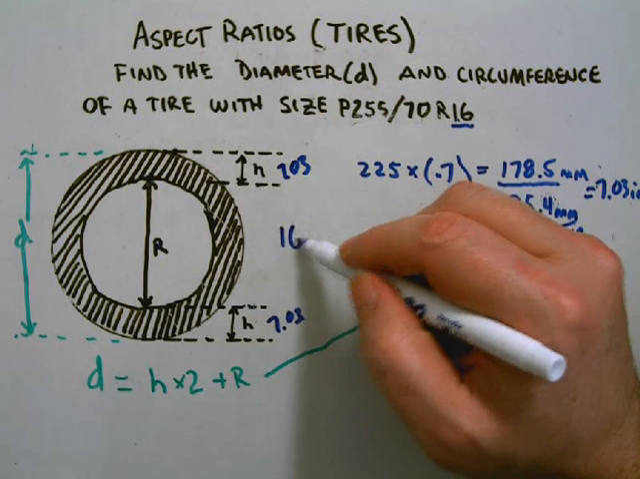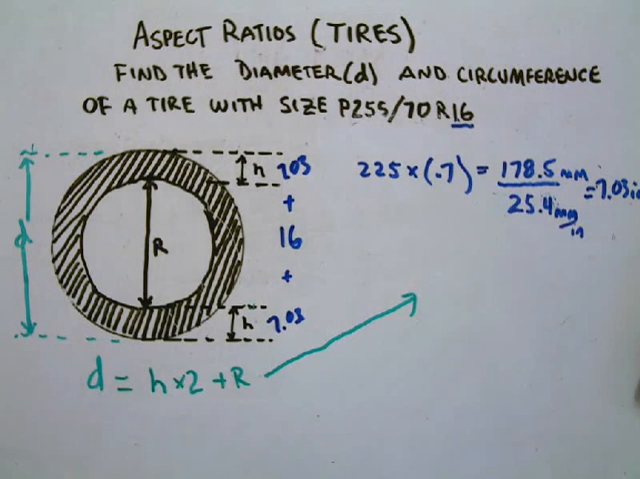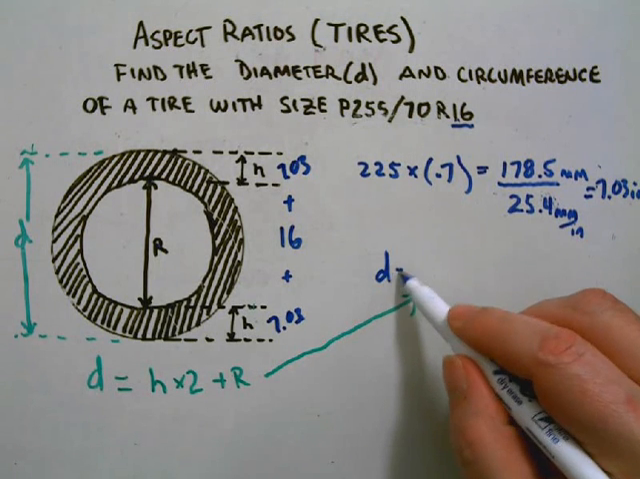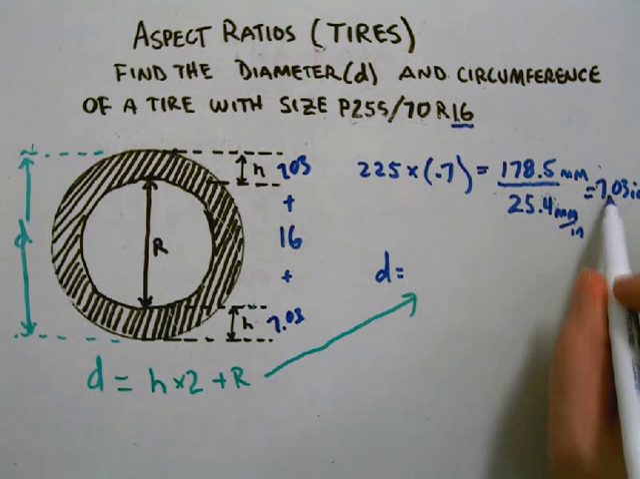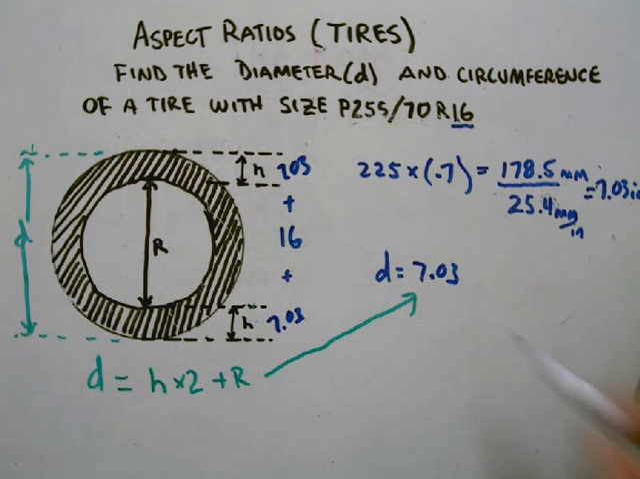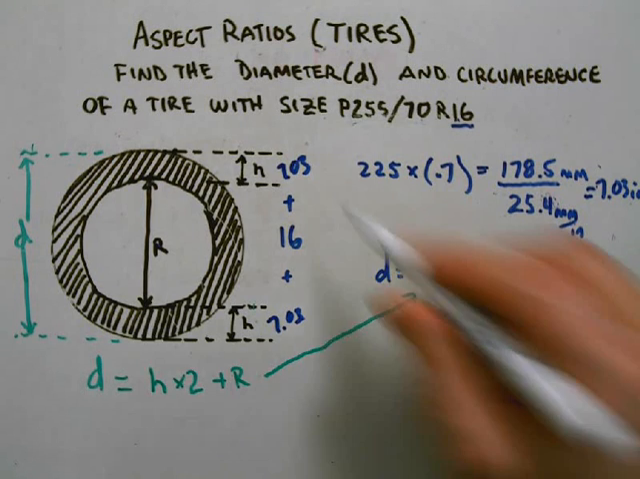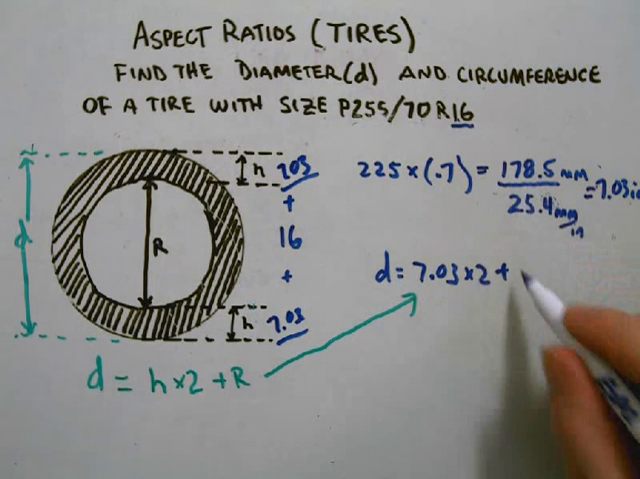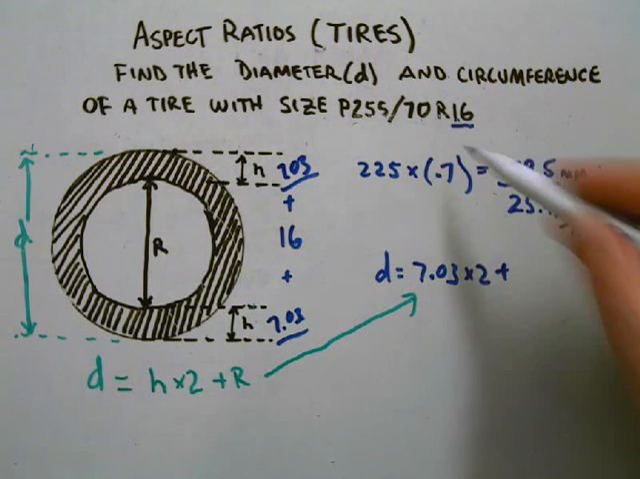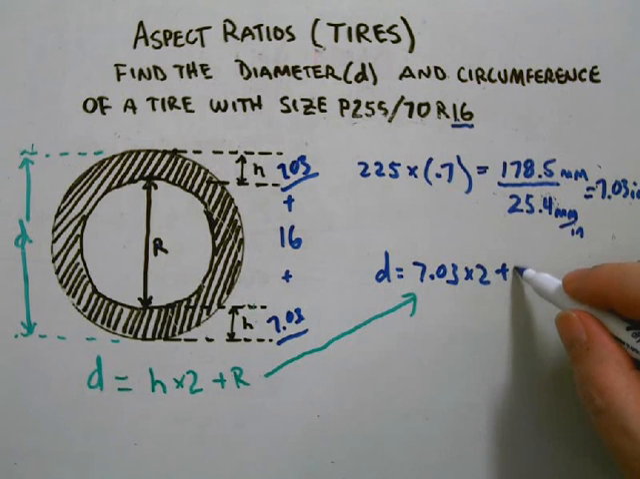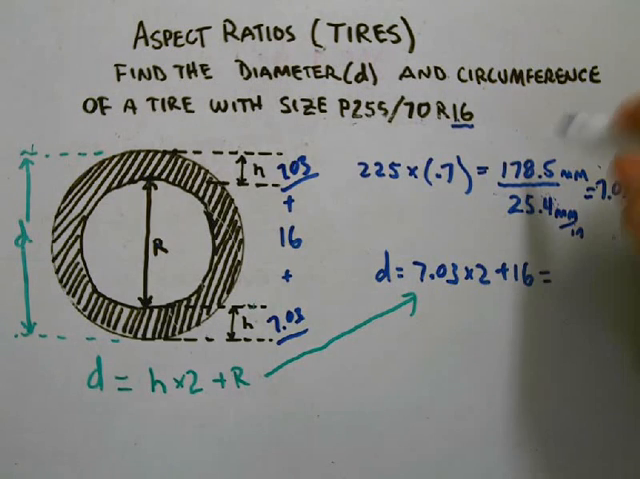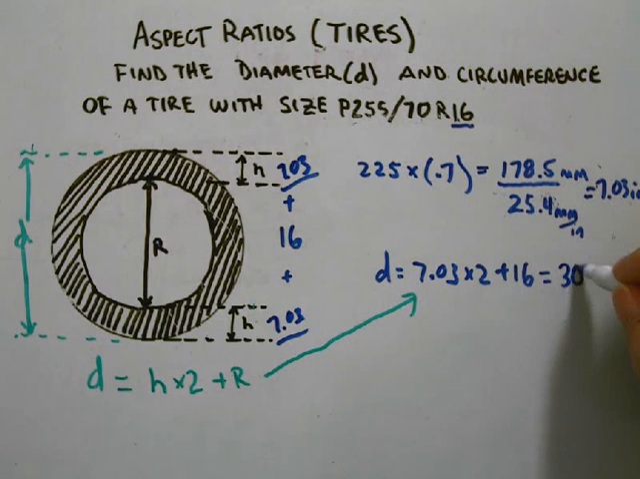So the diameter is equal to the height, which I just said was 7.03, times 2, because we have top and bottom, and add the rim height, which is a 16. Now, this could be a 16, 17, or 18. Just look at which number follows the R. And we are left with a total of 30.06. Okay, so there's your diameter.